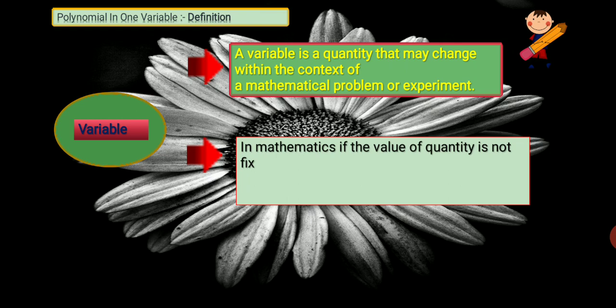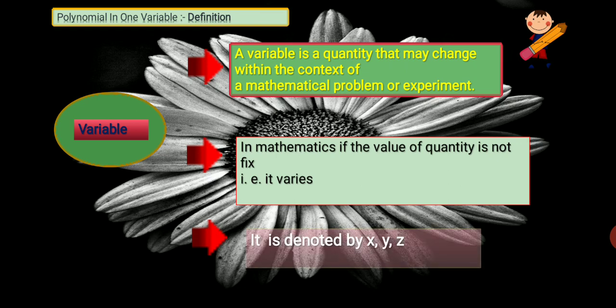Let me take an example, 3x equals 9. Then the value of x is 3, because 3 times 3 is 9. Same as 3x equals 12. Then what is the value of x? 3 times x equals 12, so the value of x is 4. In the first example the value of x is 3, and in the second example the value of x is 4. So x is changing, that is called a variable, which is denoted by x, y, z.